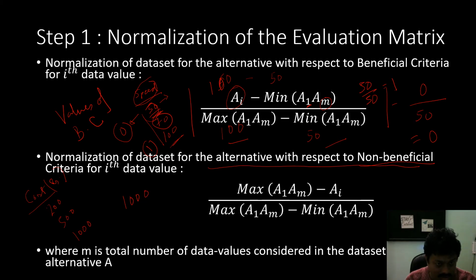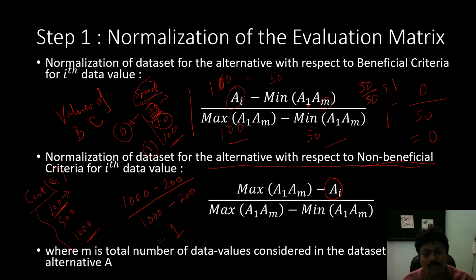And this is your, let us normalize this value. So AI is the value you are normalizing. So this becomes 200, and you divide it, and 200 is also the minimum value within this set, right? So divided by the same thing, maximum value, this is 1000, minus minimum value, this is 200. So here you see this 200 will be normalized as 1, because this is the minimum value.